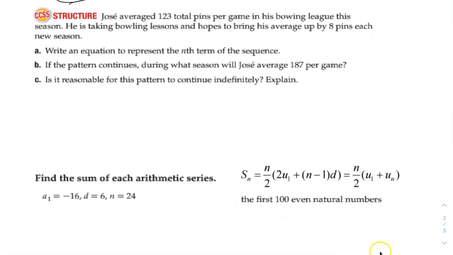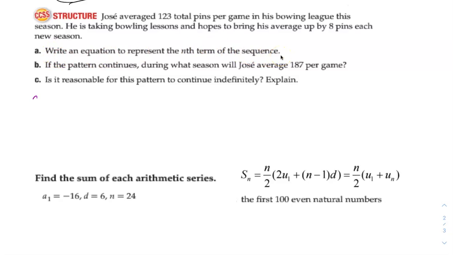Next one, application problem. Jose averaged 123 total pins per game in the bowling league this season. He is taking bowling lessons and hopes to bring his average up by 8 pins each new season. Find equations to represent the nth term of the sequence.